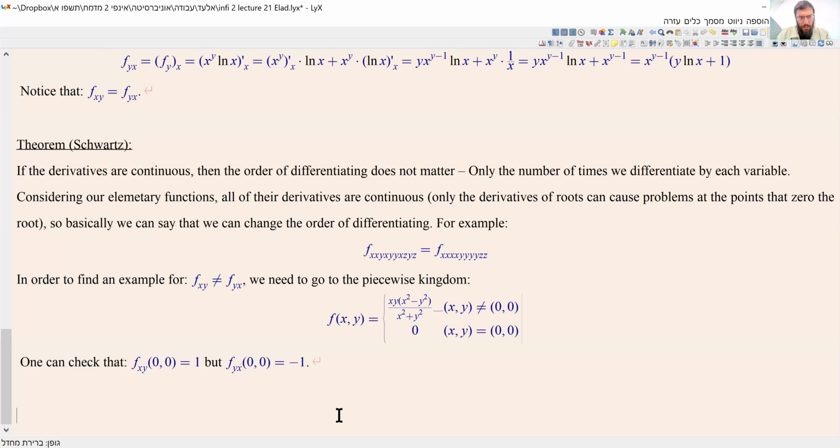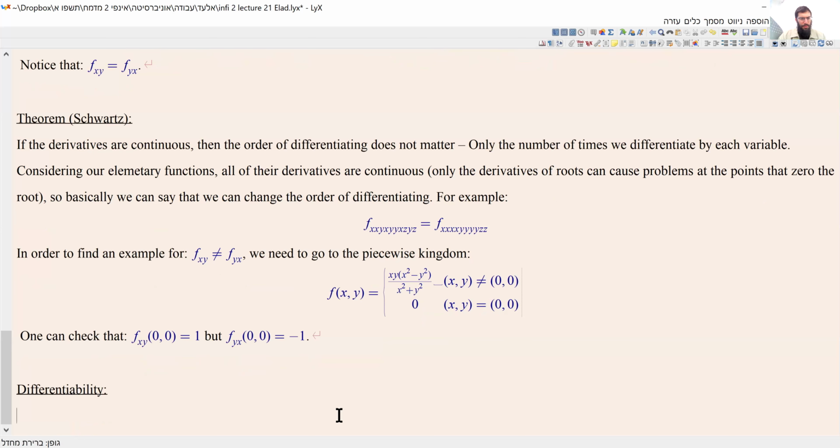So my headline is differentiability, but we have to consider some things before we actually define it.